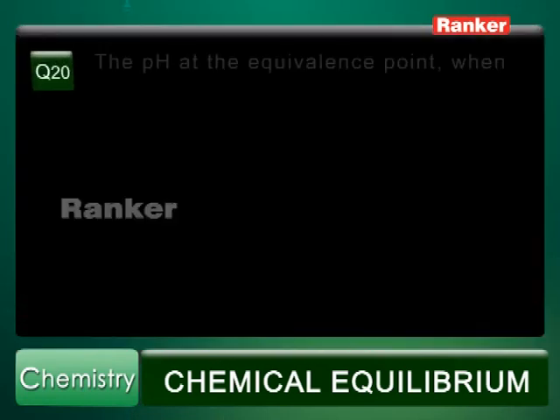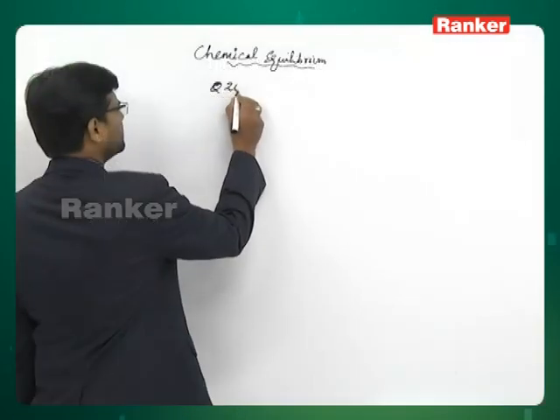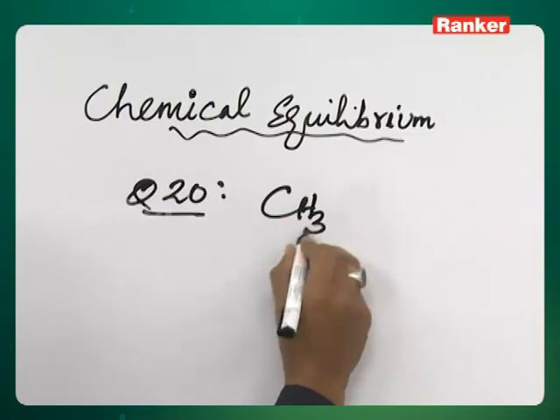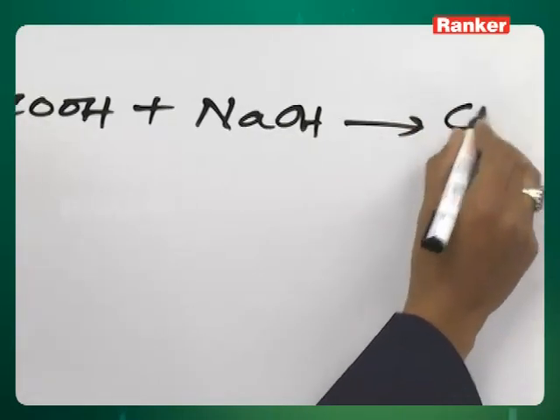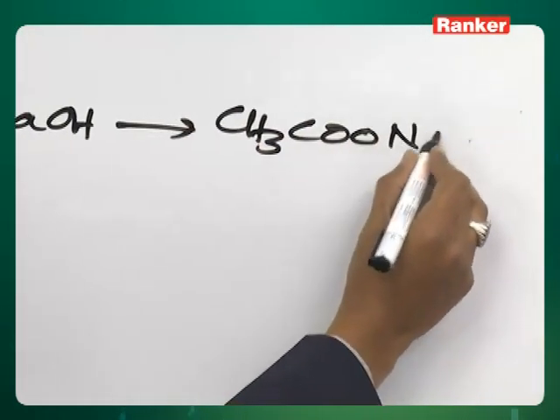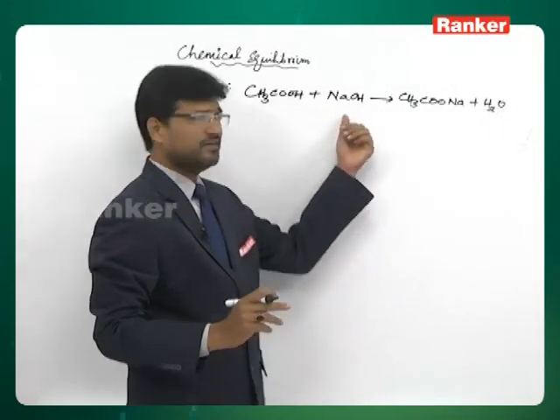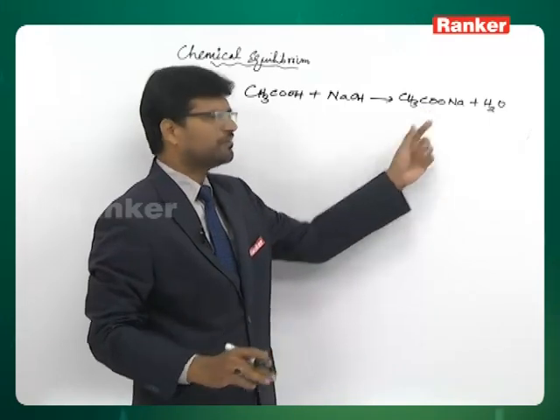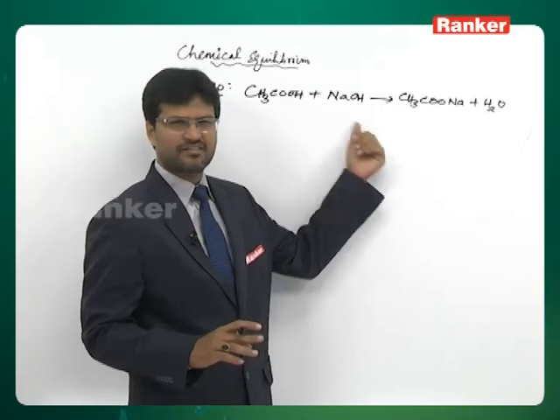Question number 20. The pH at the equivalence point when a solution of 0.1 M acetic acid is titrated with a solution of 0.1 M sodium hydroxide, pK of acetic acid is 4.7. Let us see. This is the reaction which is taking place. Acetic acid reacts with sodium hydroxide and you get sodium acetate plus water. When these are mixed, because these two have the same molarity, the solution of sodium acetate will have the concentration of acetate half of what you have for acetic acid and sodium hydroxide.